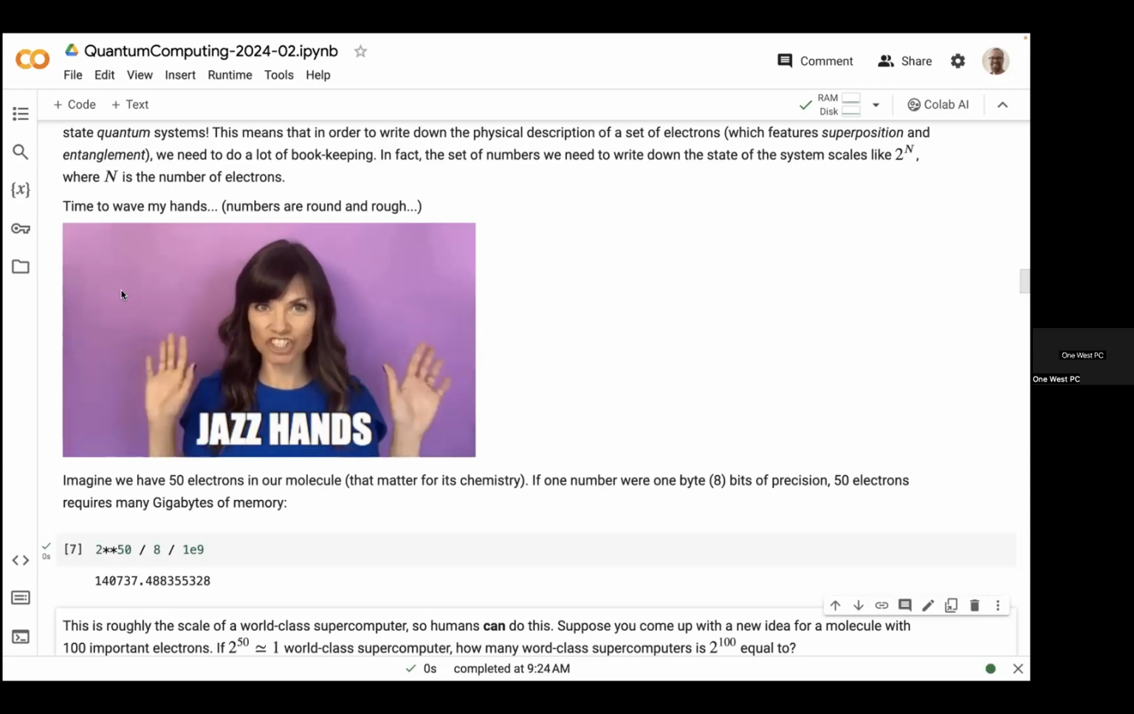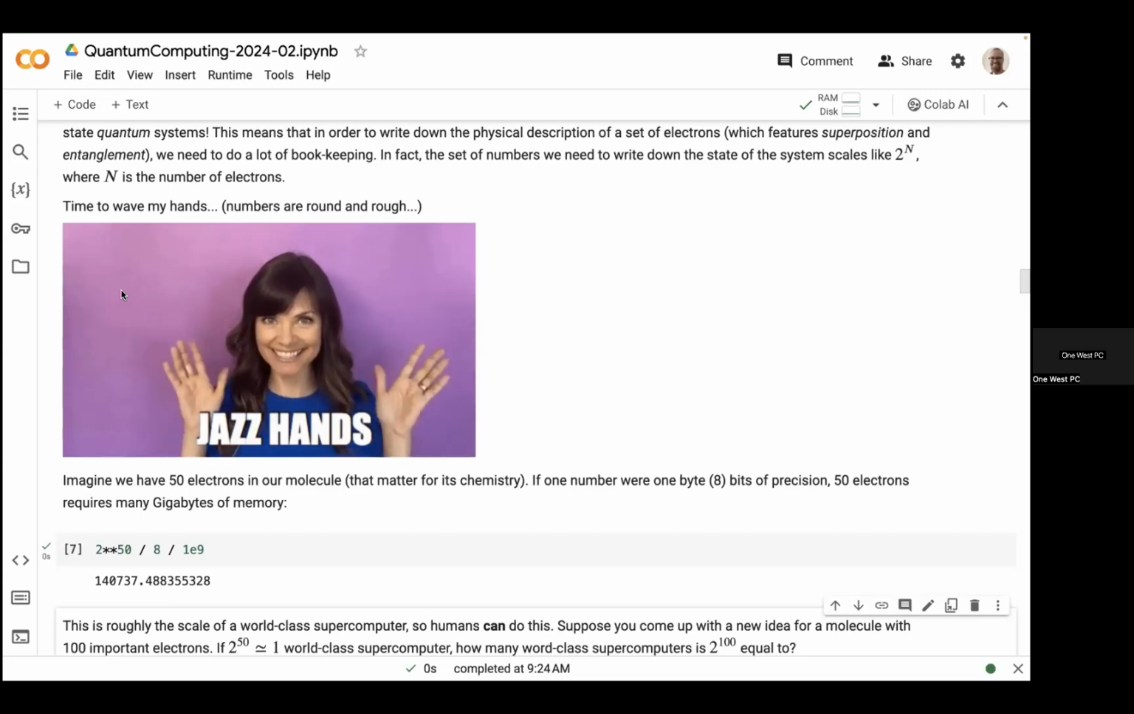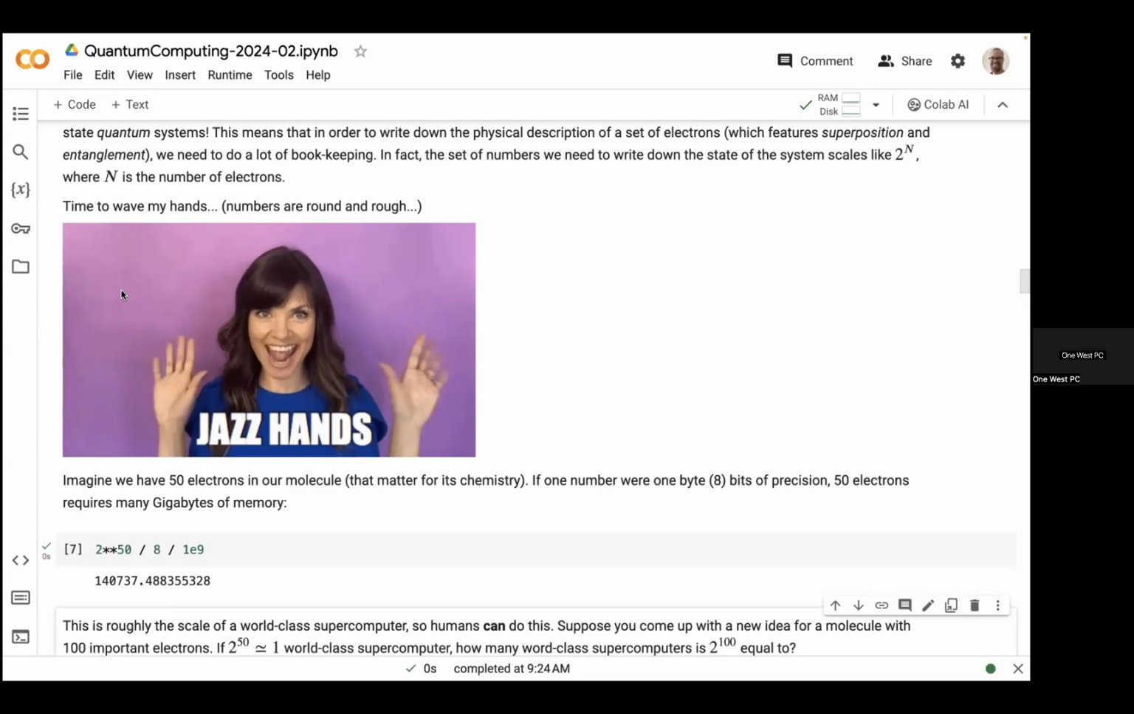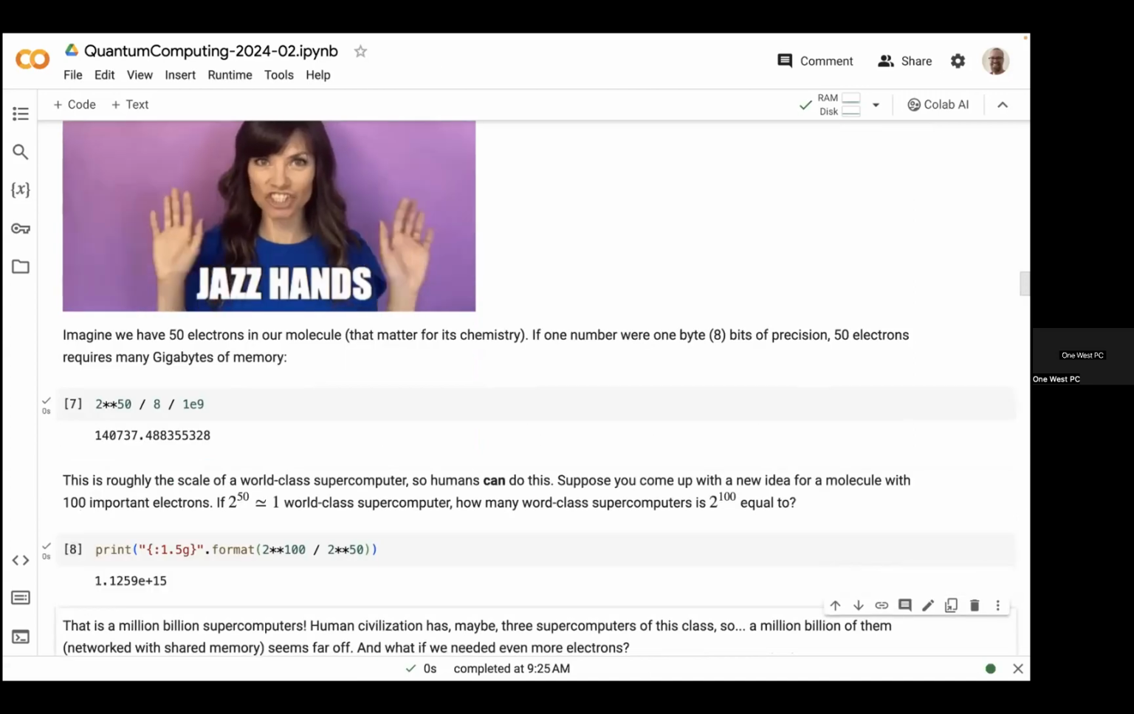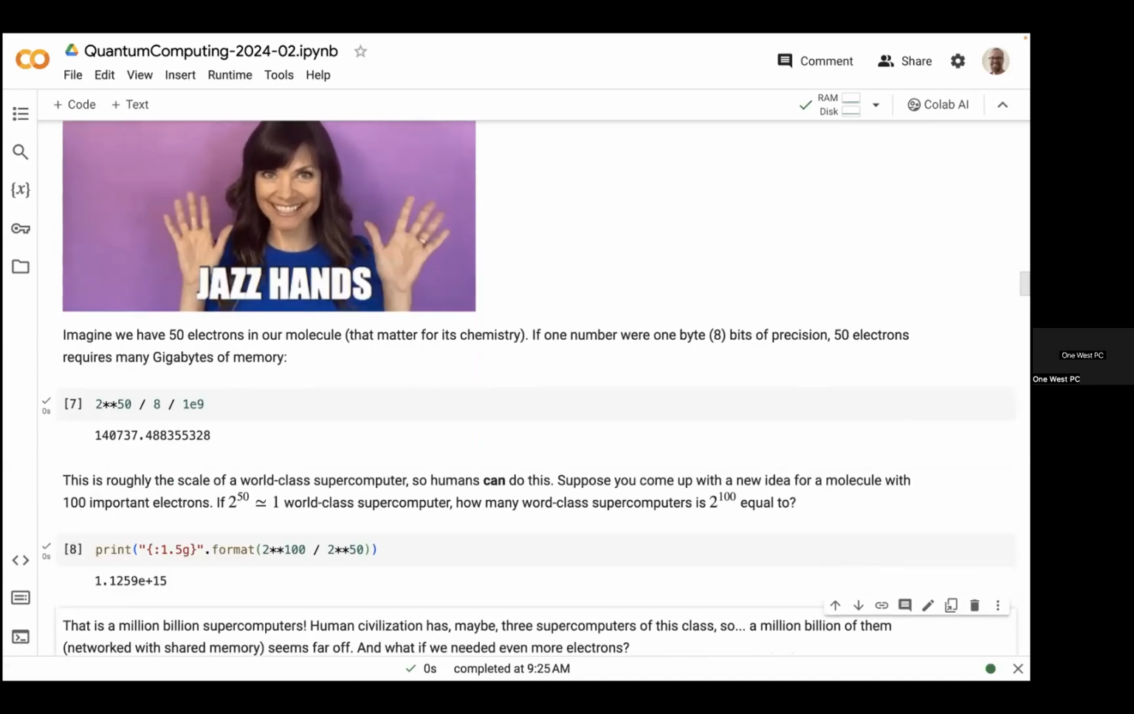So that's roughly the scale of a world-class supercomputer. So humans can do this, right? But suppose you come up with a new idea for a molecule that has 100 important electrons, which actually still is not a very big molecule. So 2 to the 50 is one world-class supercomputer. How many world-class supercomputers is 2 to the 100? It's 1,000,000 billion supercomputers, right?